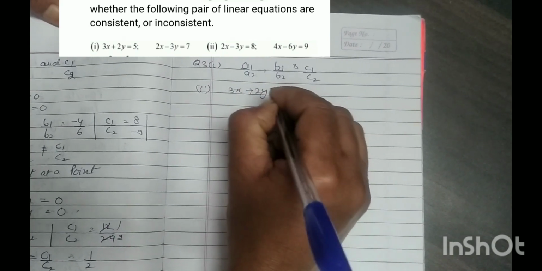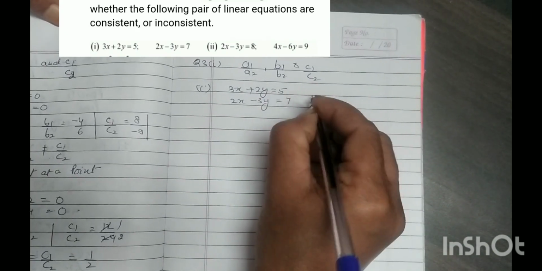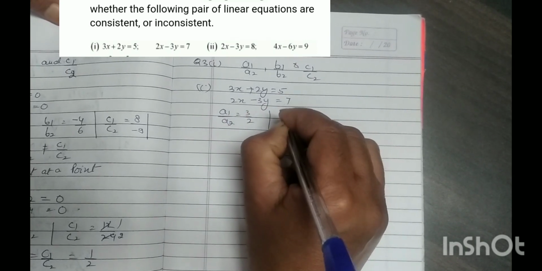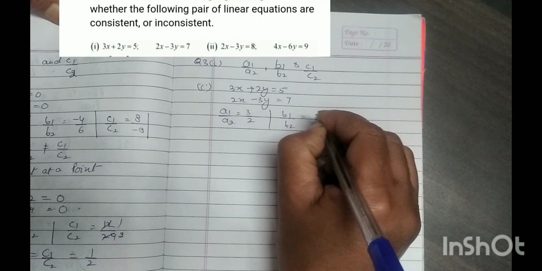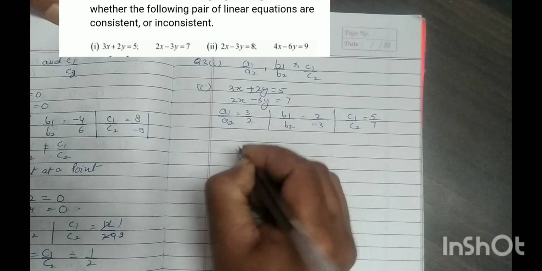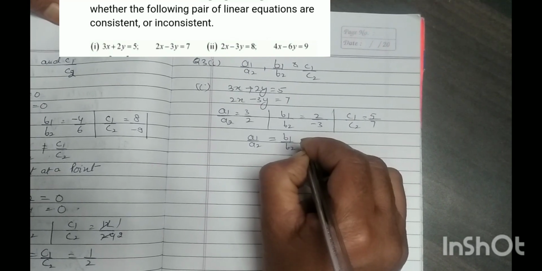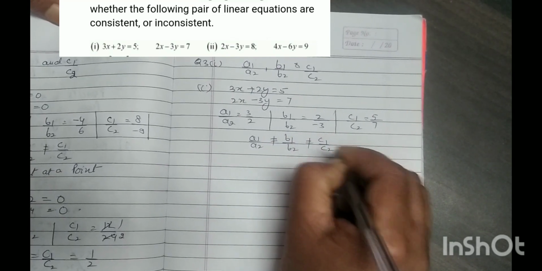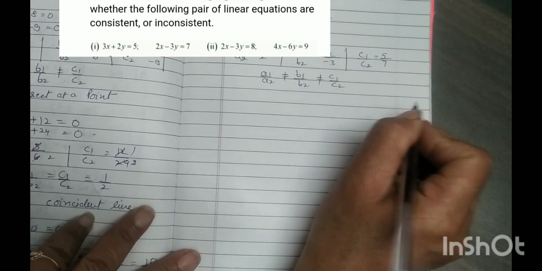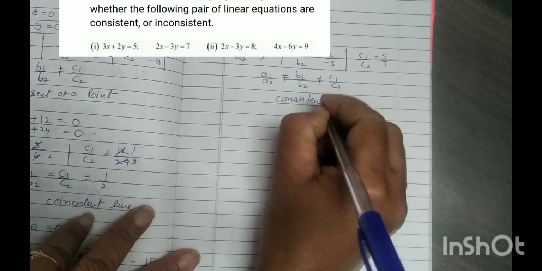First question is 3x plus 2y equals 5. 2x minus 3y equals 7. A1/A2 equals 3/2. B1/B2 equals 2/minus 3. And C1/C2 equals 5/7. Here A1/A2 is not equal to B1/B2, which is not equal to C1/C2. So it has one solution. So it is a consistent equation.